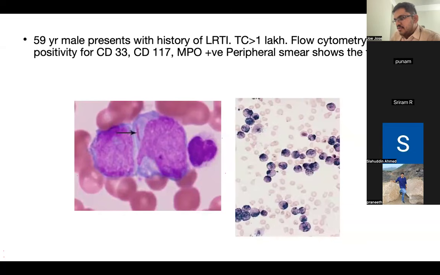Yeah, AML. So, what are the stains used in AML? Yes, sir. We generally use MPO as well as PAS and Sudan Black. Okay, PAS is used for ALL. In AML, we also use MPO, like you said, Sudan Black as well, and non-specific esterase. Okay, NSE. Okay, so coming to the risk stratification, can you tell me three mutations of favorable risk, three mutations of intermediate risk, and three mutations of high risk?